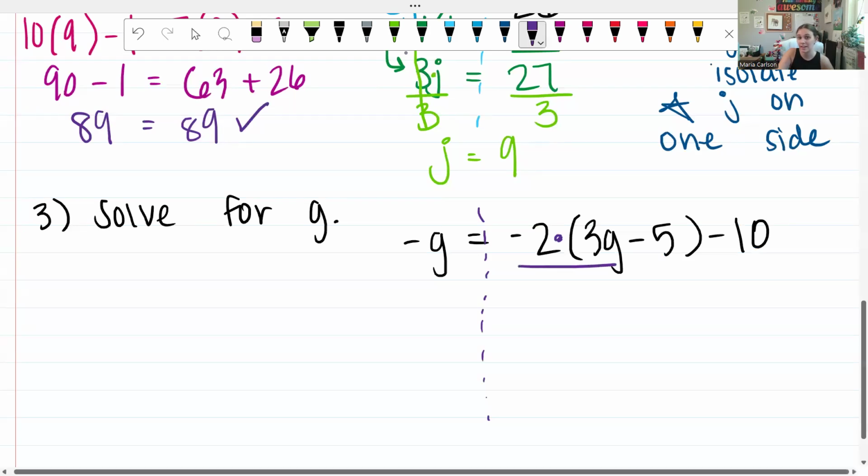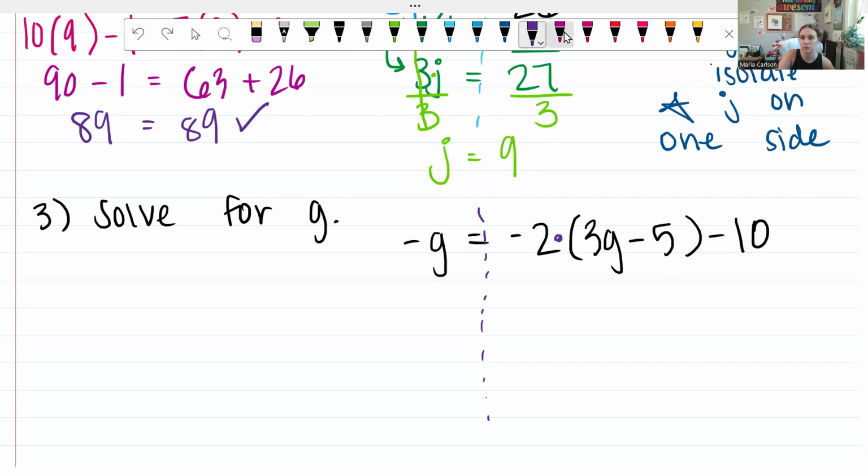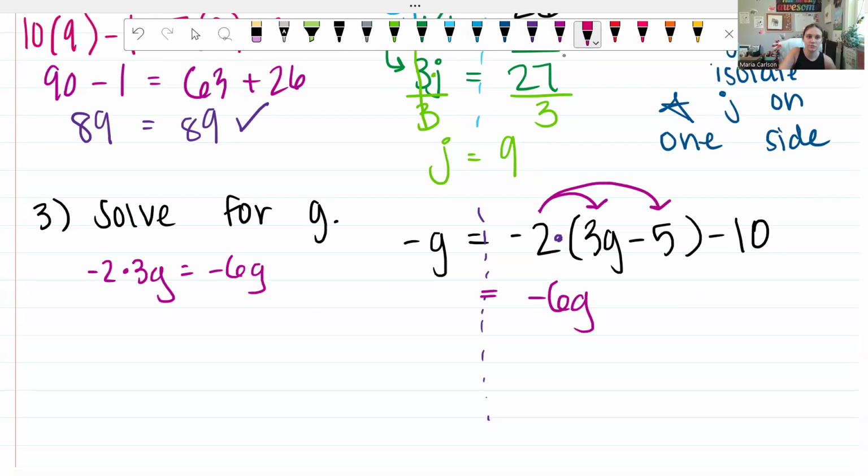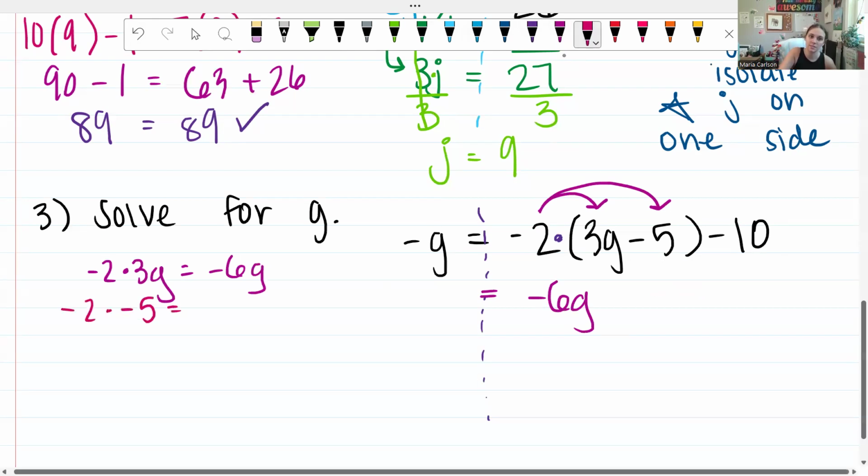If I were to do that, I'd have to divide everything by negative 2, which we could do, but it gets a little bit messy. So I am going to instead distribute this negative 2 to the 3g and to the negative 5. So when we do that, negative 2 times 3g gives us negative 6g. So I have negative 6g, and then negative 2 times negative 5 gives us positive 10. So I have negative 6g plus 10. And then outside of that, we have the minus 10. And that's all equal to negative g.